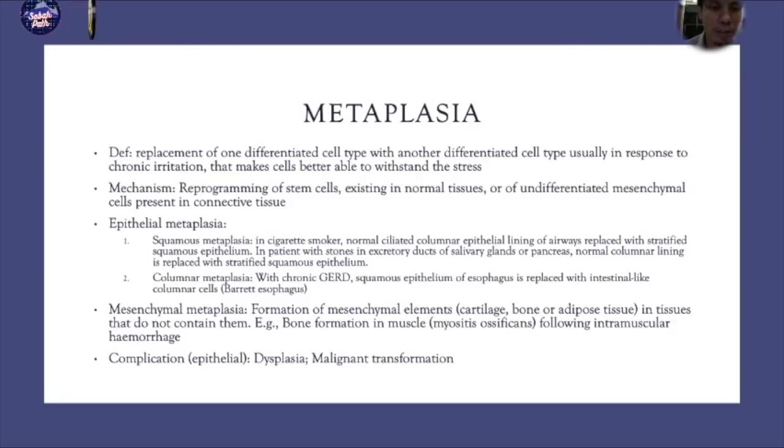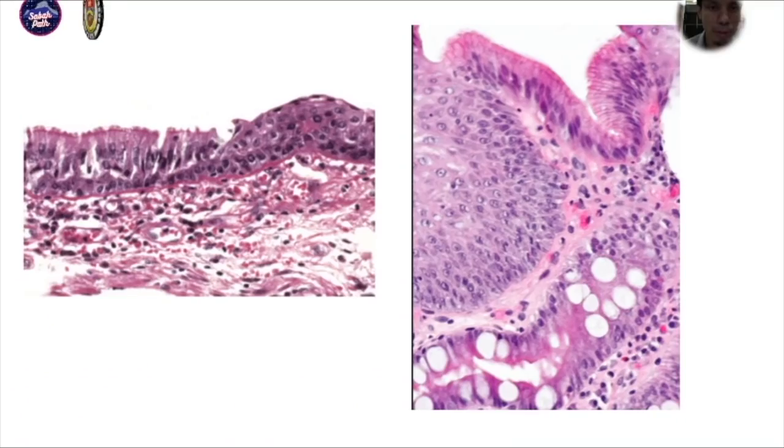Low-grade dysplasia, for example, in low-grade squamous intraepithelial lesion, LSIL of the cervix, usually it is reversible. But high-grade dysplasia, usually it is irreversible, and it has high chances of malignant transformation or cancerous transformation. So metaplasia is actually not good. Even though it protects in the short term to withstand the stress, it can also lead to dysplasia and ultimately malignant transformation.